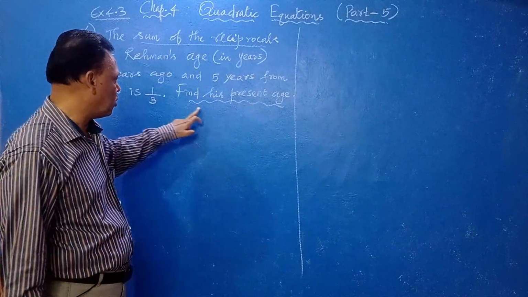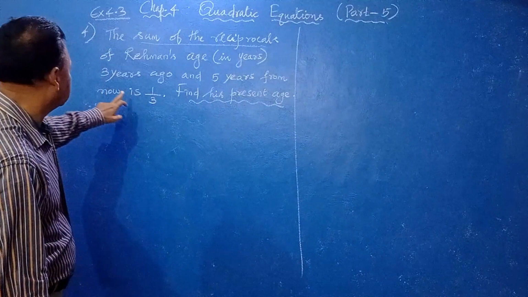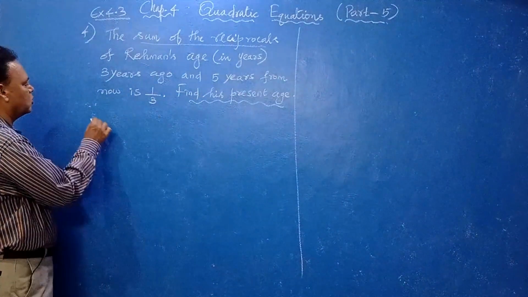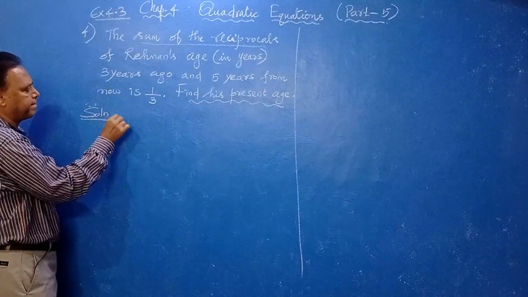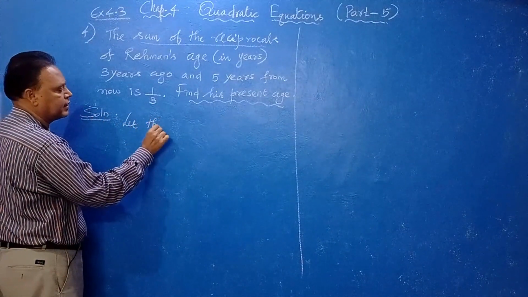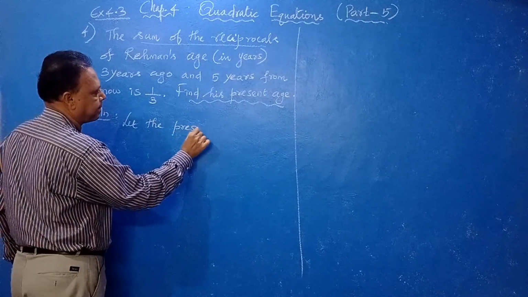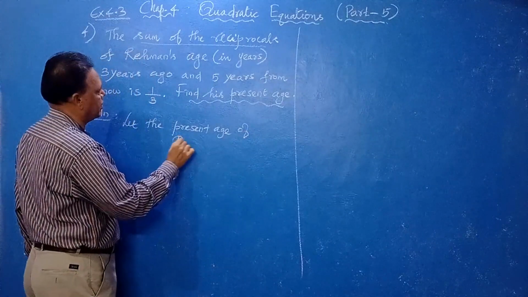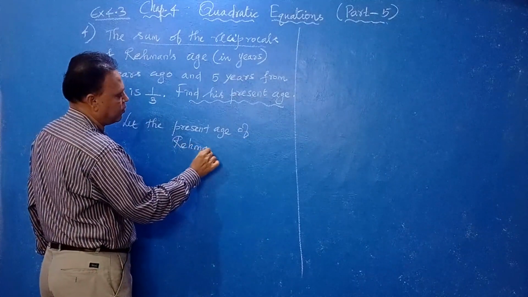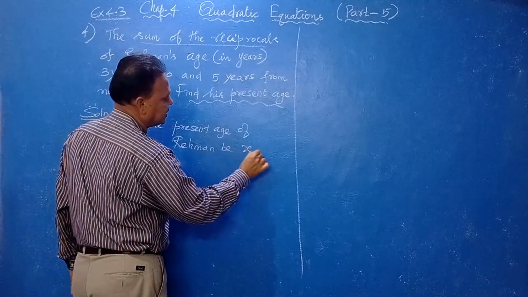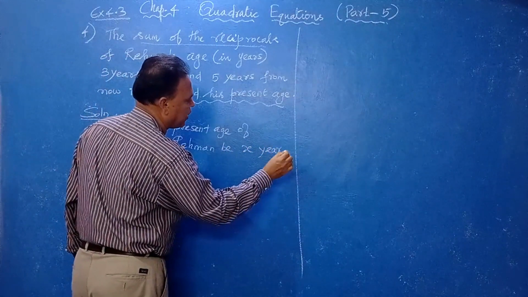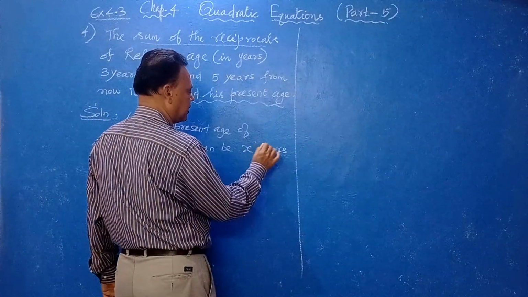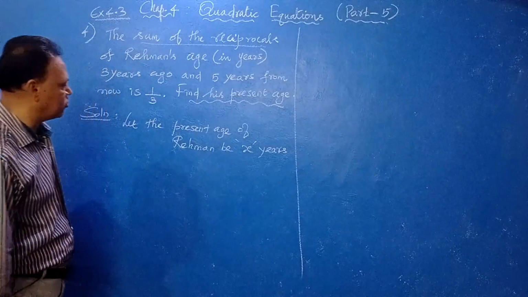That is unknown. You have to take, let the present age of Rahman be x years. Take x, the unknown, because we don't actually know the age.